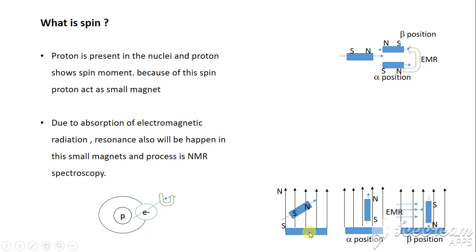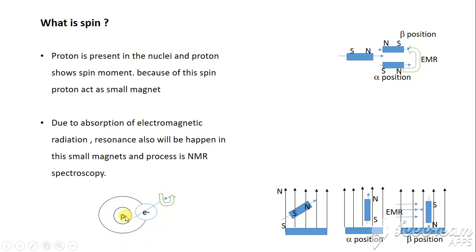This is a large magnetic field, and here is the small proton. The proton is placed in the magnetic field, and it flips and aligns with the large magnetic field. But after absorption of energy, this proton converts into this position with a 180-degree rotation. After the 180-degree rotation, it is not aligned with the large magnetic field, so it requires high energy, and it's called the beta position.